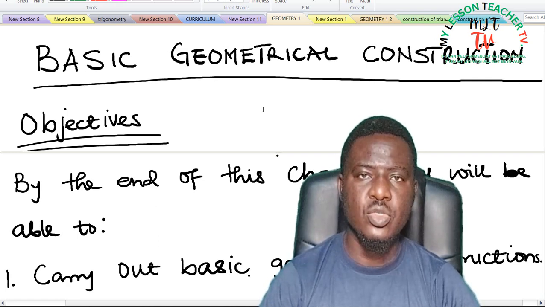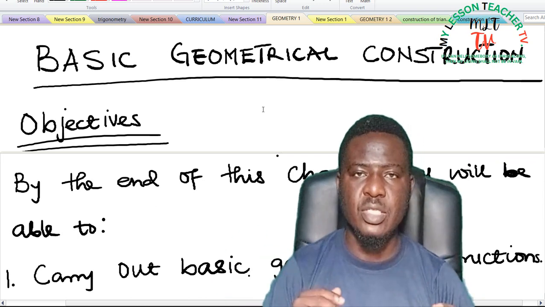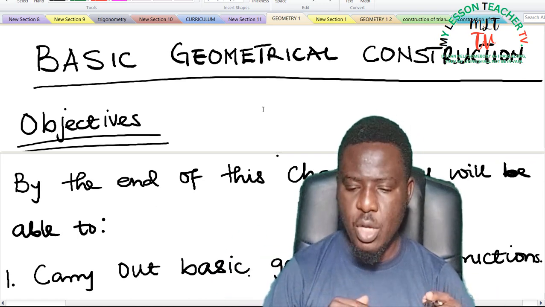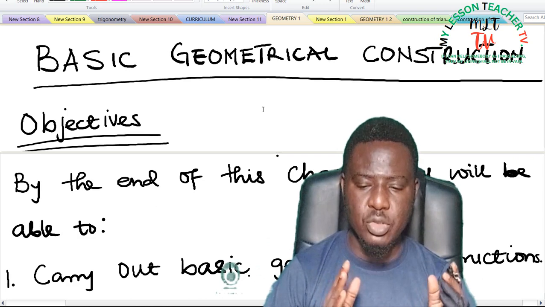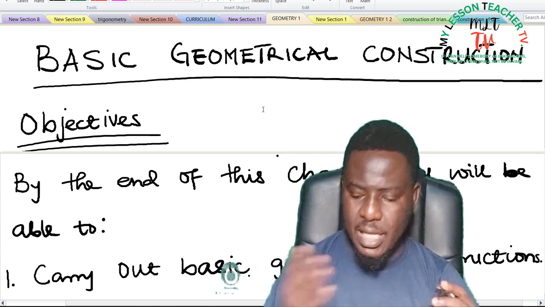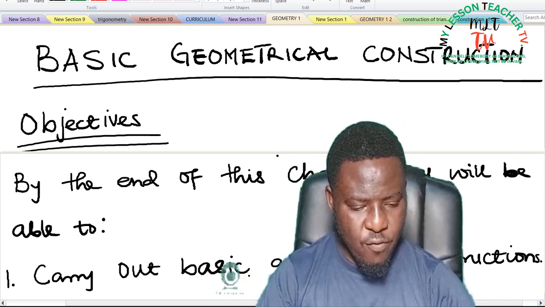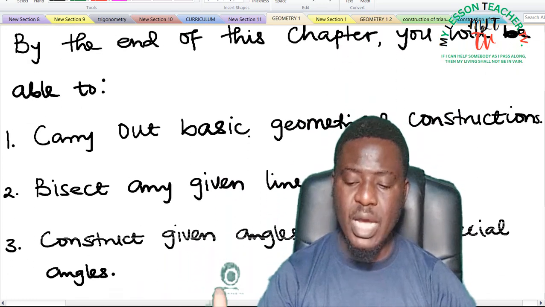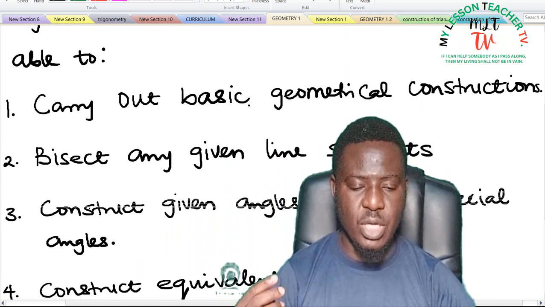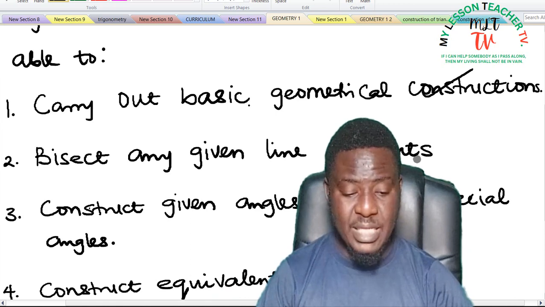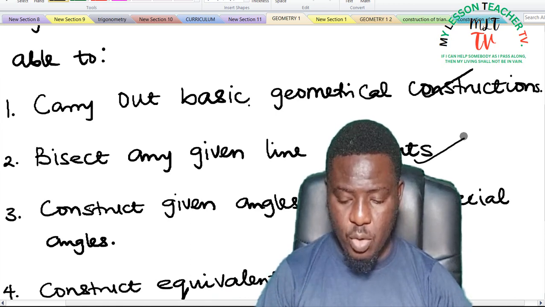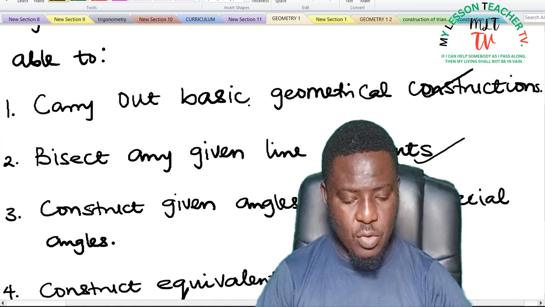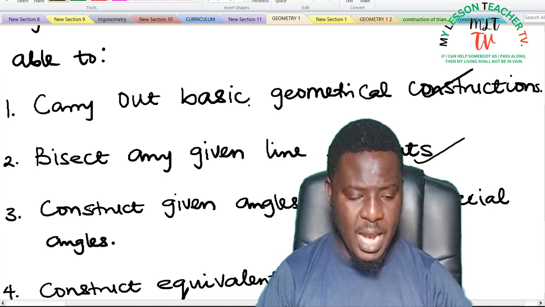Today's class is a continuation of our previous classes on SS1 mathematics, where we were looking at the basic geometrical constructions. At the last class, we were able to take the following objectives. We were able to carry out basic geometrical constructions. We were able to bisect any given line segments. We were also able to construct given angles, including special angles.